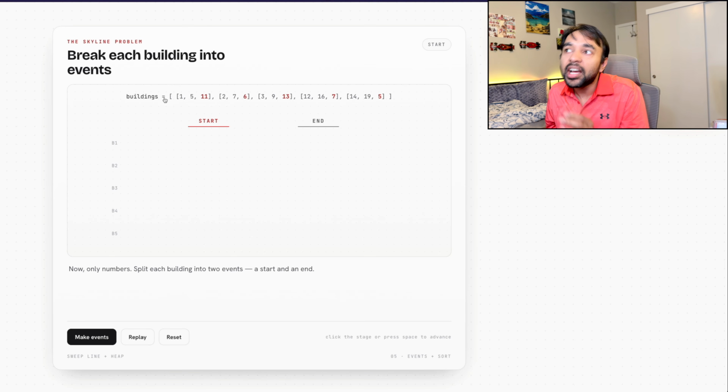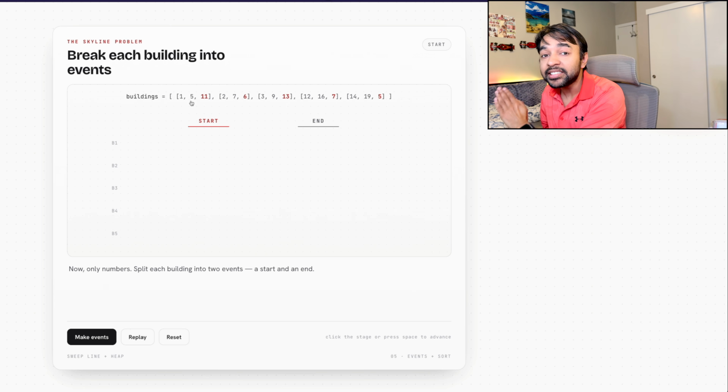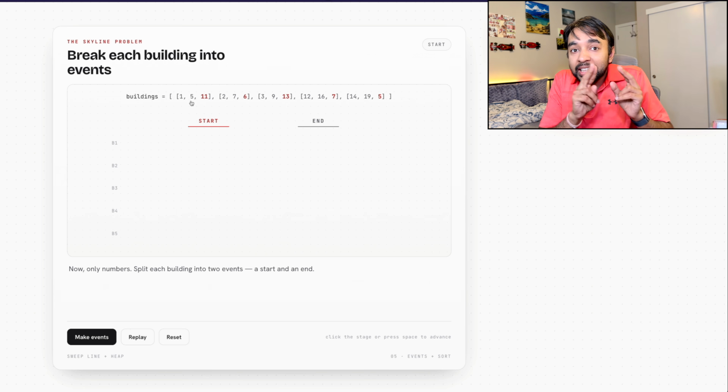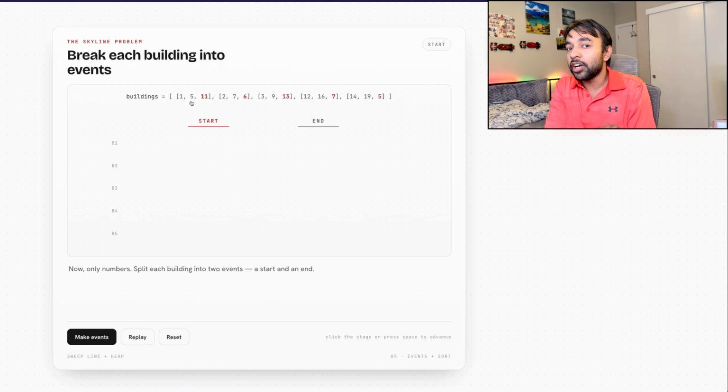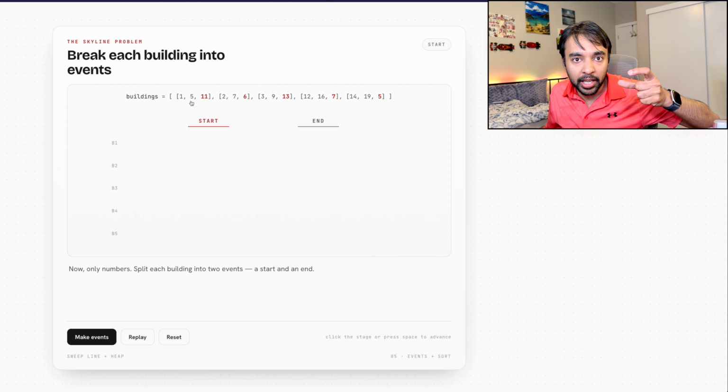Now look at our input. Our input is given in the form of an array, and every element is actually a triplet that is representing a building. So 1, 5, 11 means my building starts at 1 and it ends at 5. So this will give me two events. The first event happens at x equals 1 and the second event happens at x equals 5. And for every event, I am going to capture the height of the building.